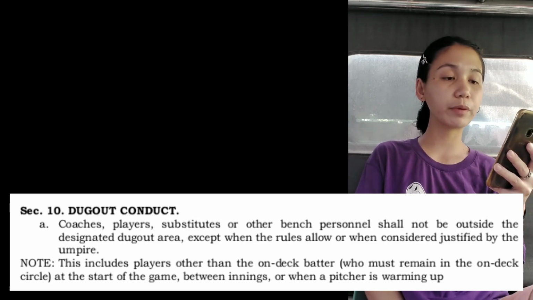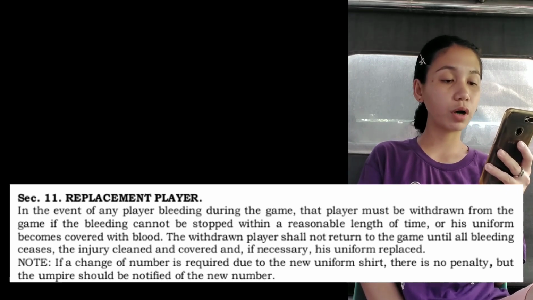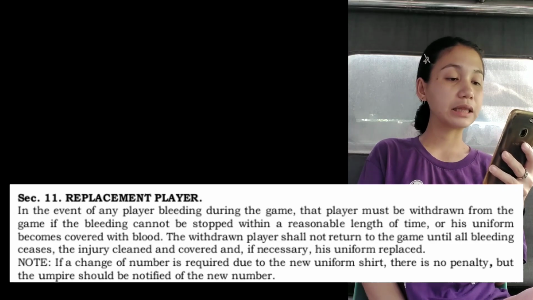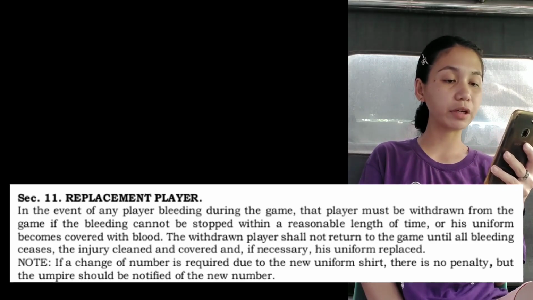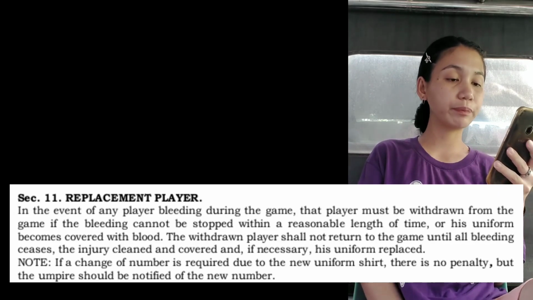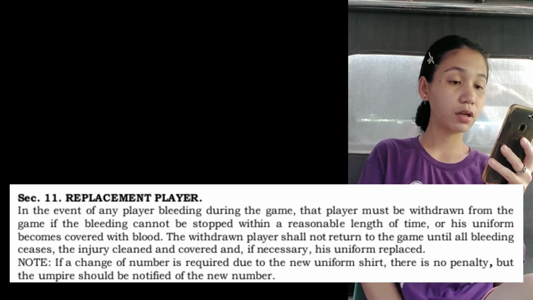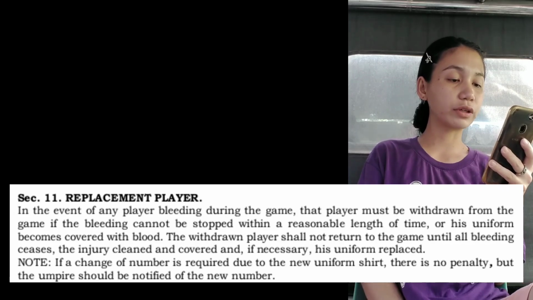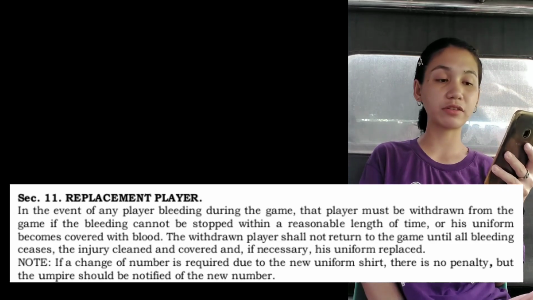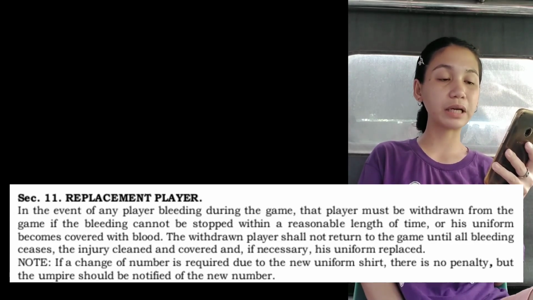Let's move on to rule number 4, section 11, the replacement player. In the event of any player bleeding during the game, the player must be withdrawn from the game if this bleeding cannot be stopped within a reasonable length of time, or his uniform becomes covered with blood. The withdrawn player shall not return to the game until the bleeding ceases, the injury is cleaned and covered, and if necessary, his uniform replaced. So that is rule number 4, section 11, the replacement player.